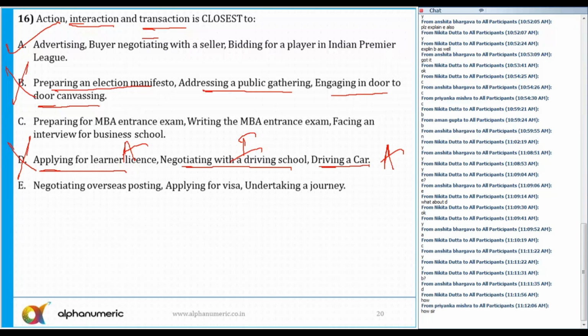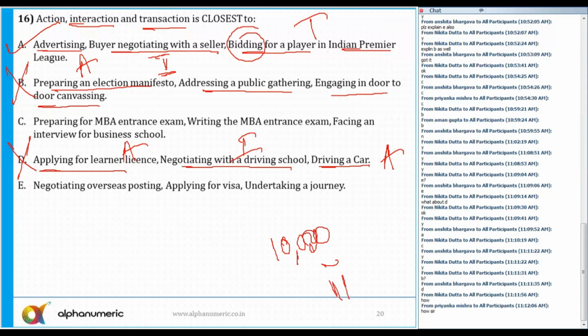When you advertise, why is A right? When you advertise, there is an action. When you negotiate with a buyer, negotiating with a seller is interaction. When you bid for a player in the Indian Premier League, this is transaction. Because when you are bidding, you keep adjusting and you keep adapting your price. Initially, let us say you started with 10,000 rupees, then you need to make adjustments. This player is not available for 10,000, you will offer 11,000. So you need to keep adjusting it. That is why the best answer is number A.